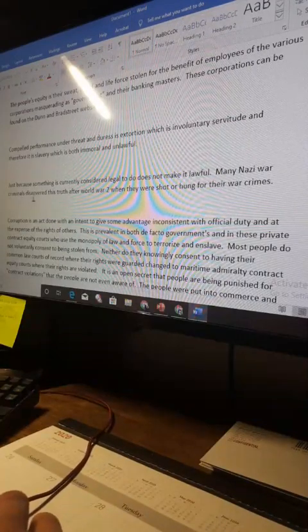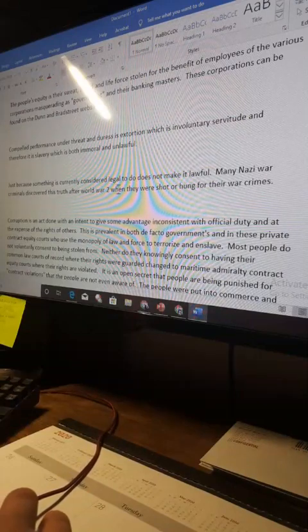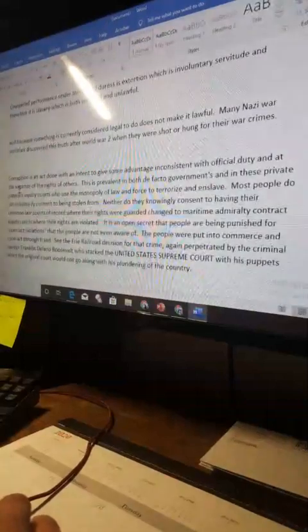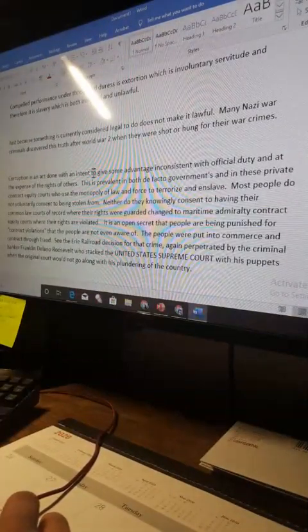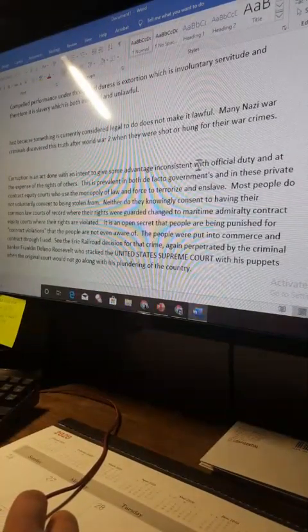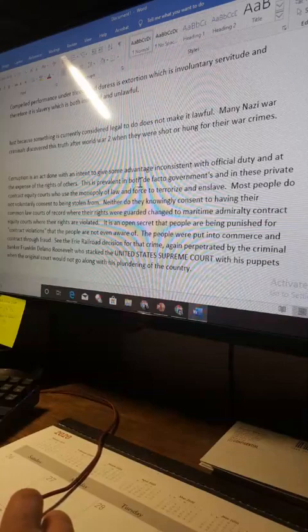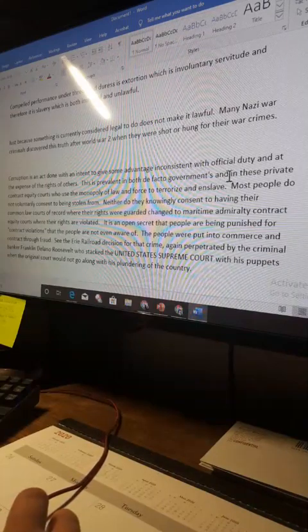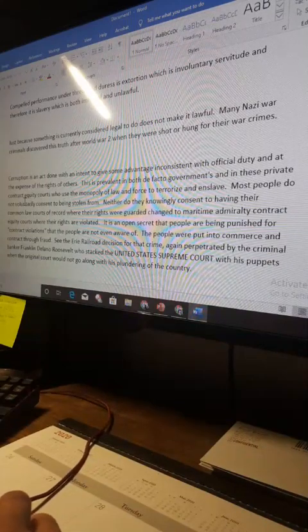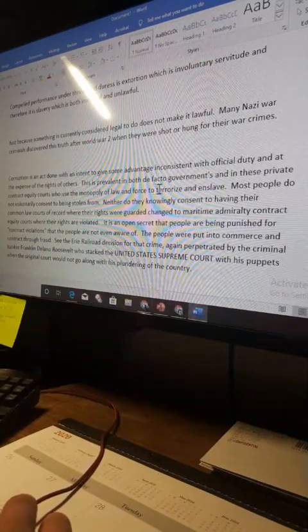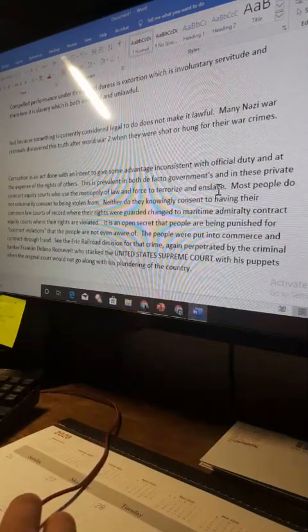Many Nazi war criminals discovered this truth after World War II when they were shot or hung for their war crimes. Corruption is an act done with an intent to give some advantage inconsistent with official duty and at the expense of the rights of others. This is prevalent in both the de facto governments and in these private contract equity courts who use the monopoly of the law and force to terrorize and enslave.